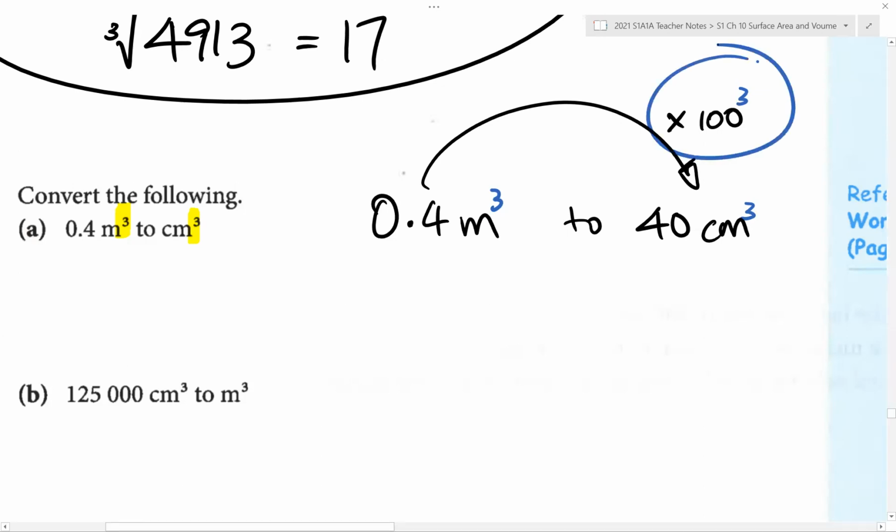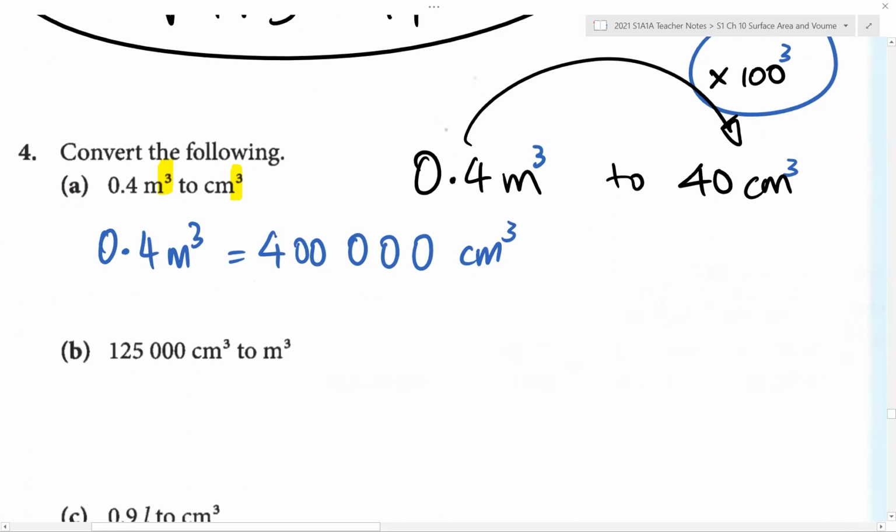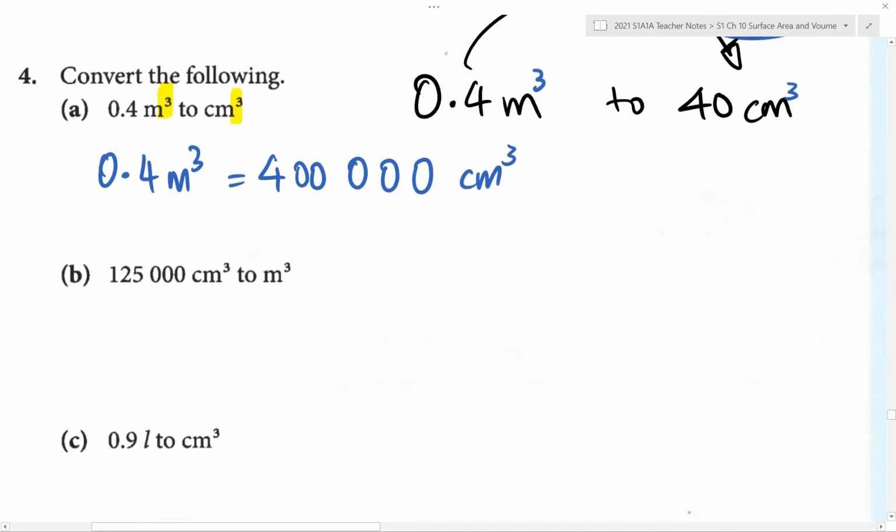Okay, so what is 0.4 times 10 to the power 3? You can use your calculator. 0.4 times 100 to the power 3. You get 400,000 cubic centimeters. That's all. Okay, who has learned something for part A? Who learned something today? Okay, very good.